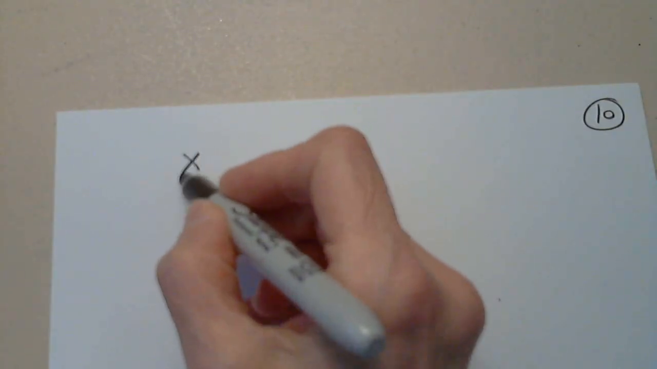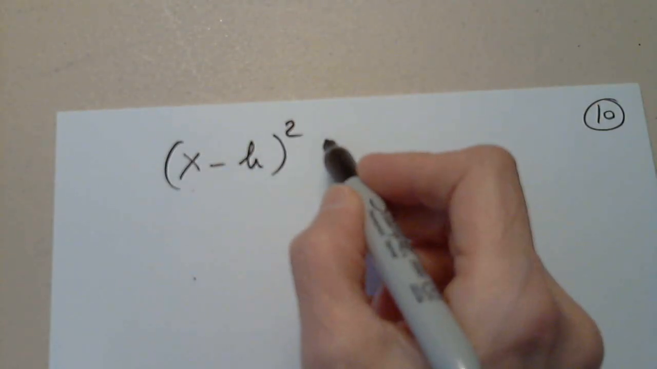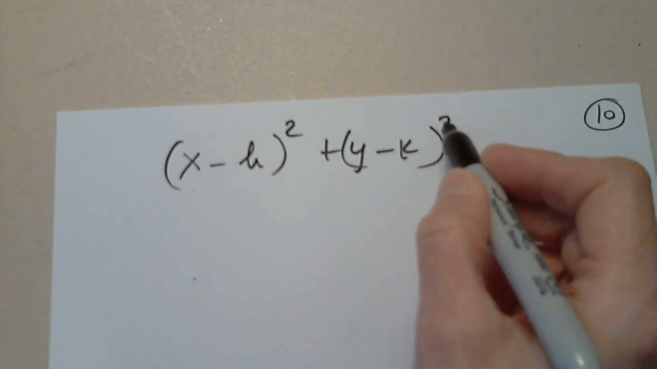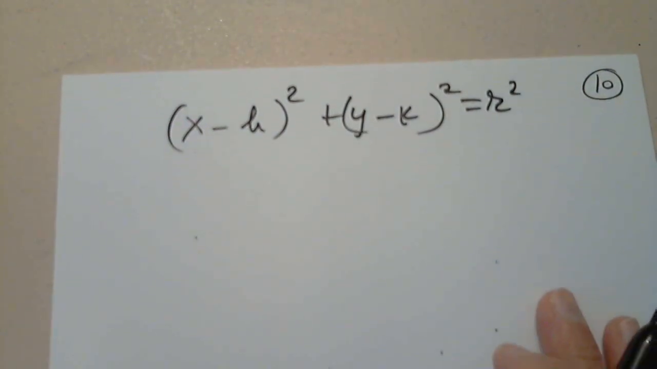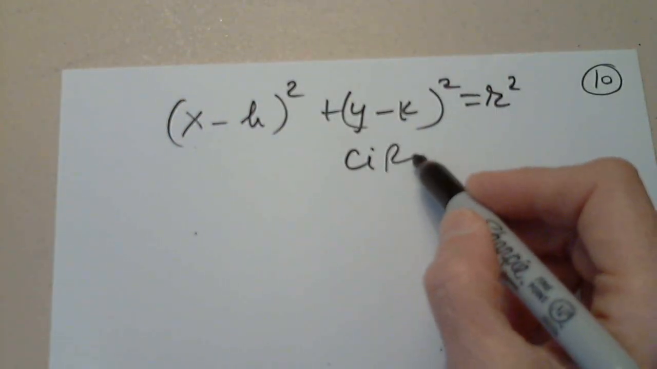So later on, for students who move on, you will see this is the equation of a circle: x minus h everything squared plus y minus k everything squared equals r squared. This is not important for you right now. I just want to make a point.